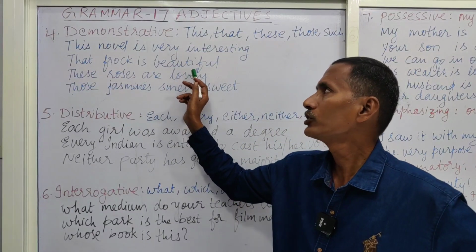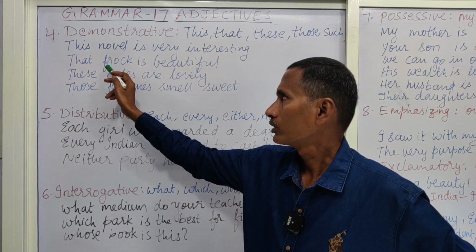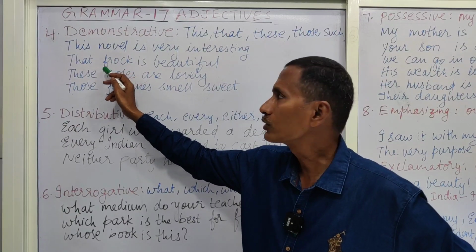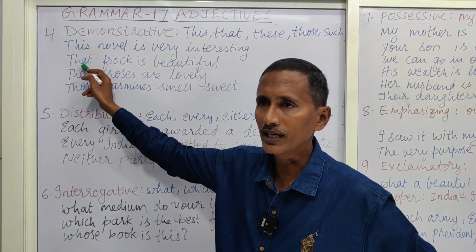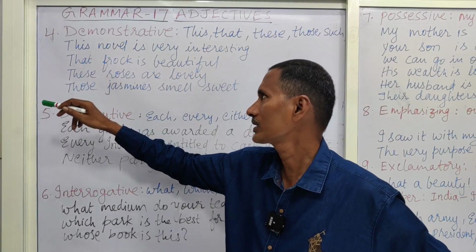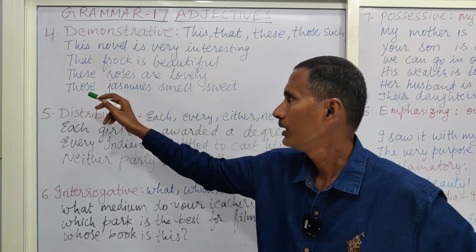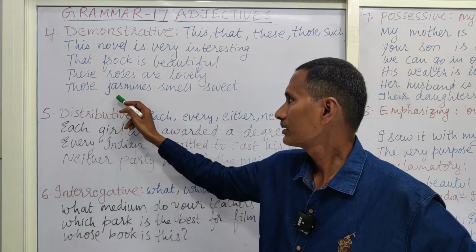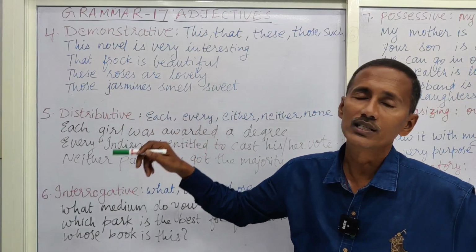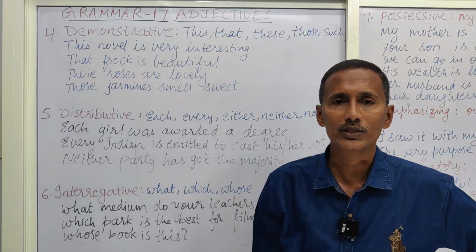That frock is very beautiful. In this sentence, the word frock is qualified by the word that, which is called a demonstrative adjective. These roses are lovely. These is called a demonstrative adjective. Next, those jasmine smell sweet. So that those is called a demonstrative adjective.